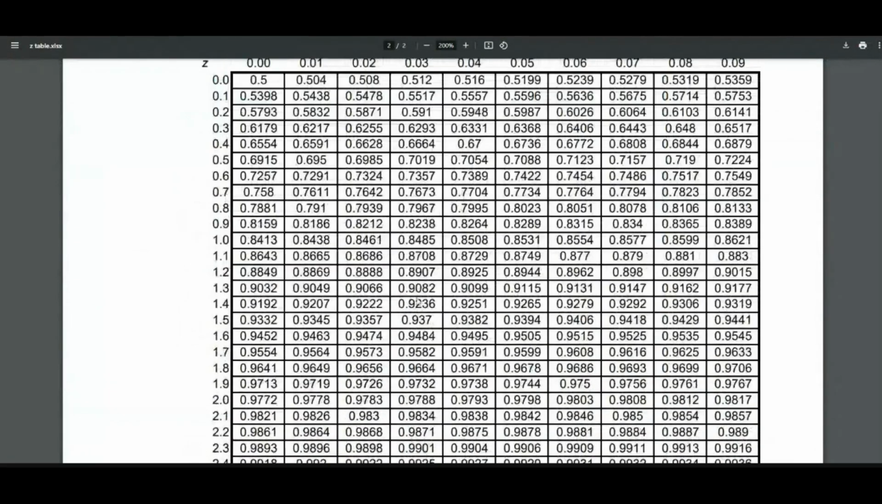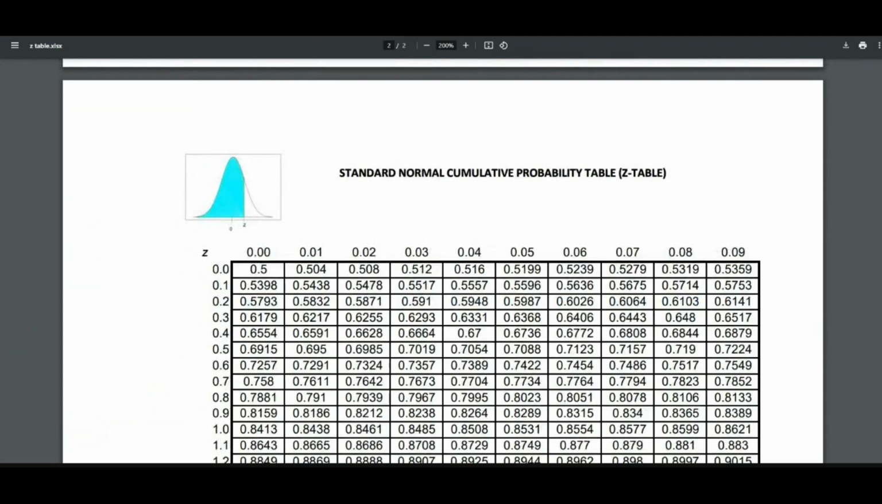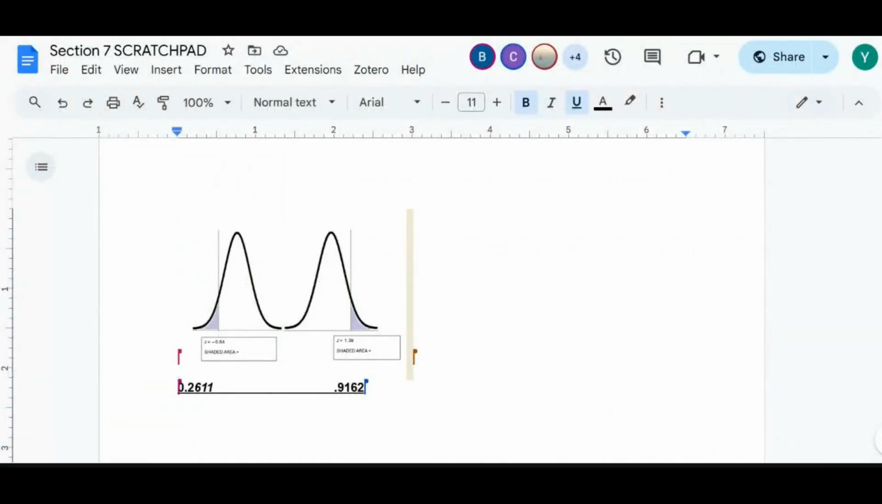1.38. Yes, you do see a 9162. But 9162 is half the battle, not the whole thing. 9162 is what area? Is it the area that I want, or is it the area on the left side? Look at the picture. The picture says that's 9162, which means what should you do to this answer? You need to process this by doing something. 9162 is the area on the left.